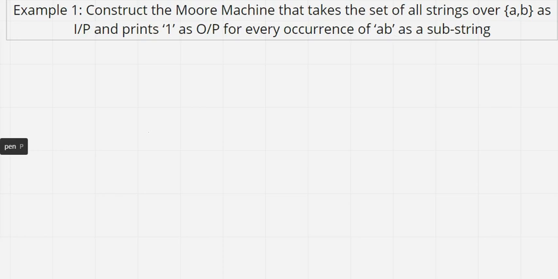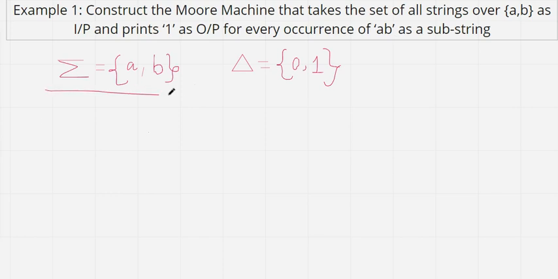First you have to identify what are the input symbols and what are the output symbols. Sigma generally represents the input alphabet, and delta generally represents the set of output alphabet. Here 0 was not given. It was only explained that 1 will be the output for every occurrence of ab. But apart from that, there will be other states as well. So for that we have to take one more output symbol, which I have taken as 0.